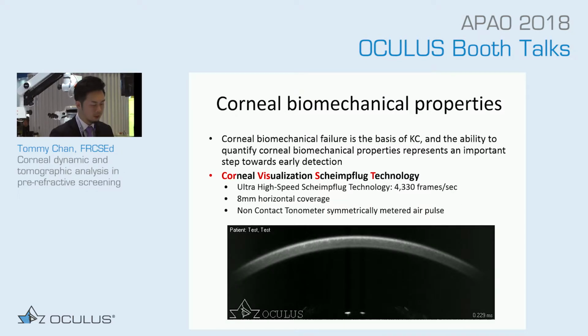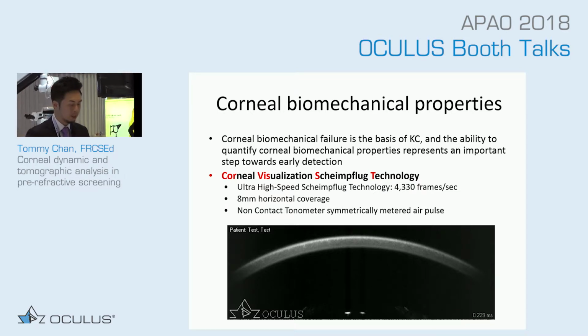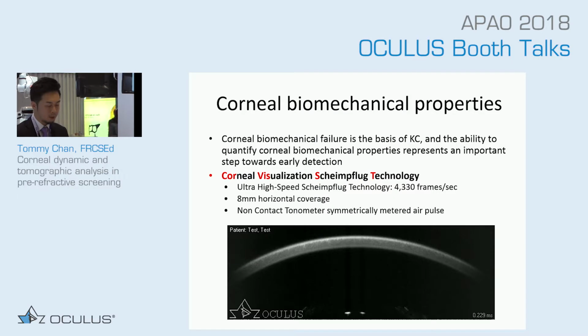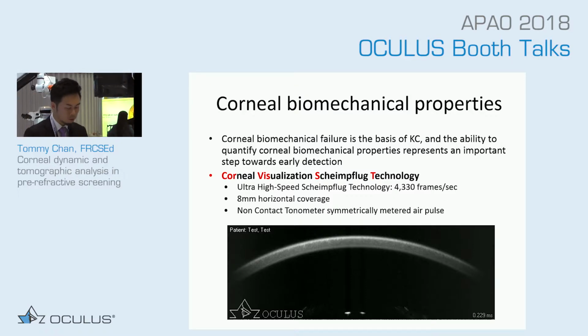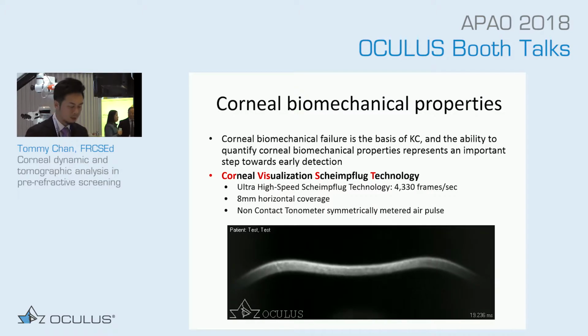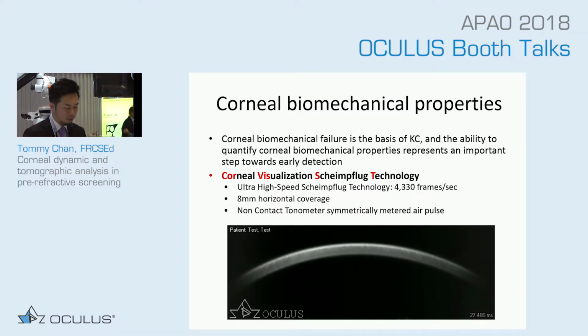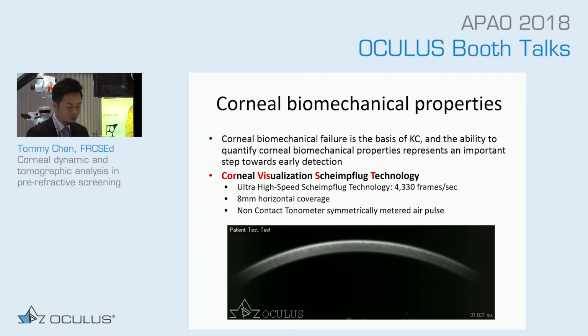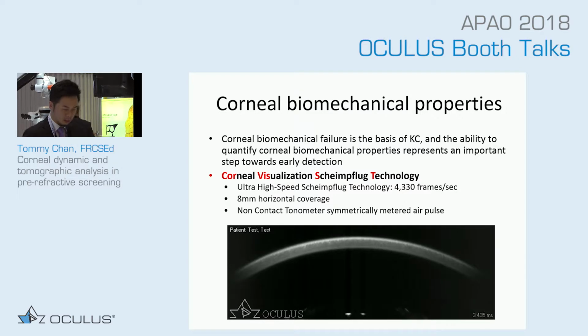That's why we have another machine that can measure the corneal biomechanical properties, because we believe that corneal biomechanical failure is the basis of keratoconus. A device such as the Corvis can measure the change in cornea shape. Oh, the video cannot be played, but it's okay. It measures the change of the cornea shape with an air puff, so as to acknowledge those biomechanical properties of the cornea.